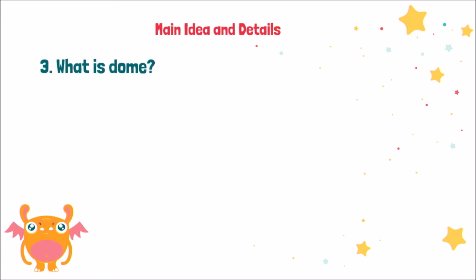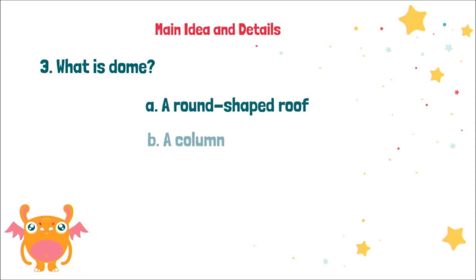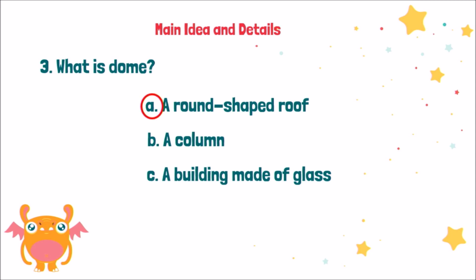Next, question number 3. What is a dome? A, it is a round-shaped roof. Or letter B, a column. Or letter C, a building made of glass. Okay, kids, when we say dome, it is letter A, a round-shaped roof.